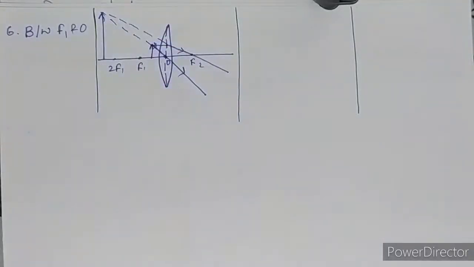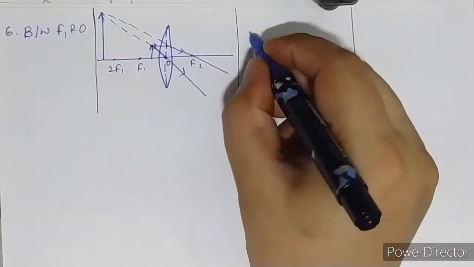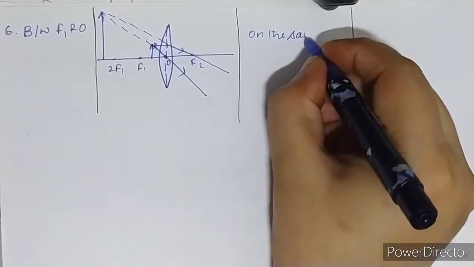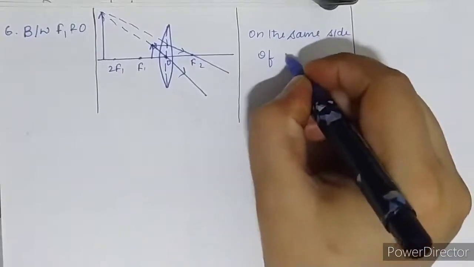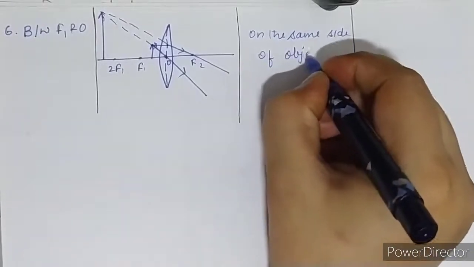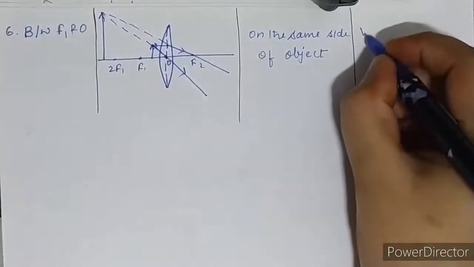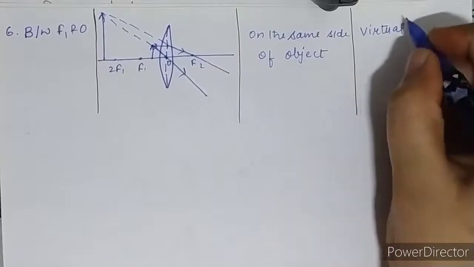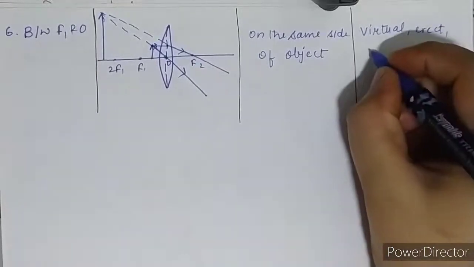Okay, so this image will be where? On the same side as the object. It is virtual, erect, and large.